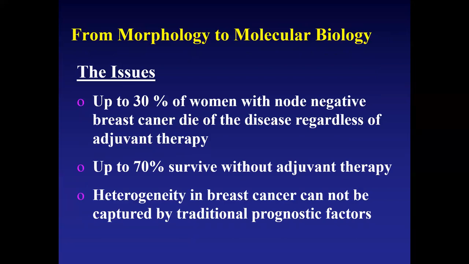We have recognized that up to 30% of women with node negative breast cancer die of the disease regardless of adjuvant therapy, and up to 70% survive without adjuvant therapy. So heterogeneity in breast cancer cannot be captured by traditional prognostic factors.